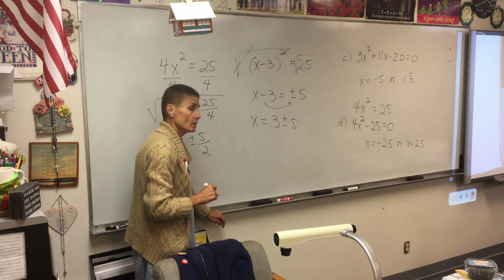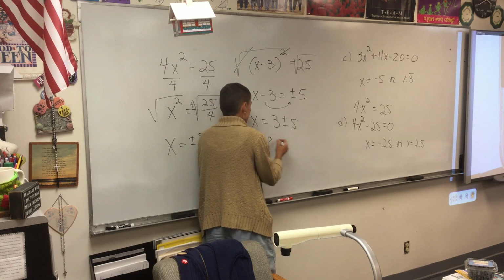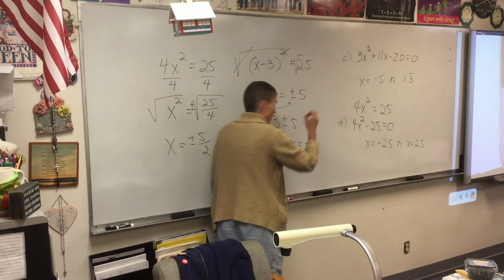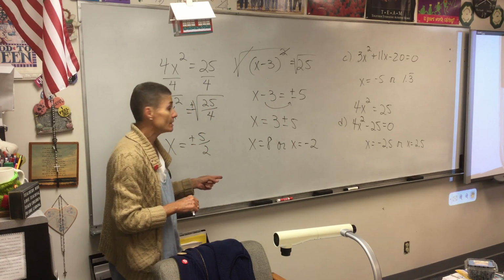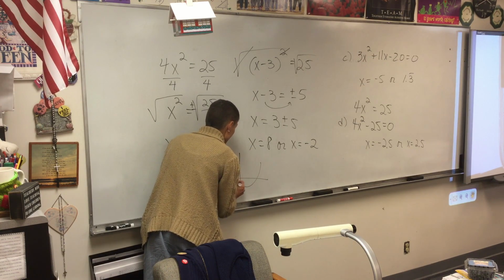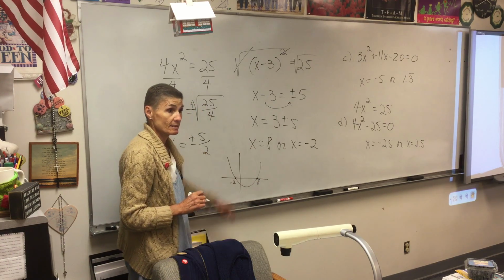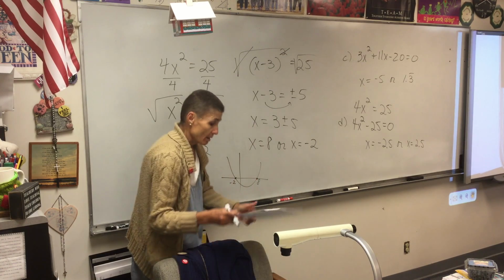So here we go. What is 3 plus 5? 8. What is 3 minus 5? Negative 2. And there are the answers. So if you graphed this on your calculator, you'd have a parabola, and it would cross at negative 2 and at 8. That's what that means. All right, what about C?